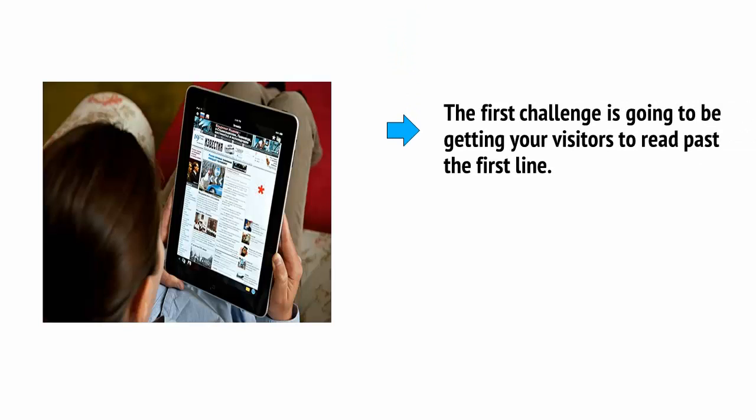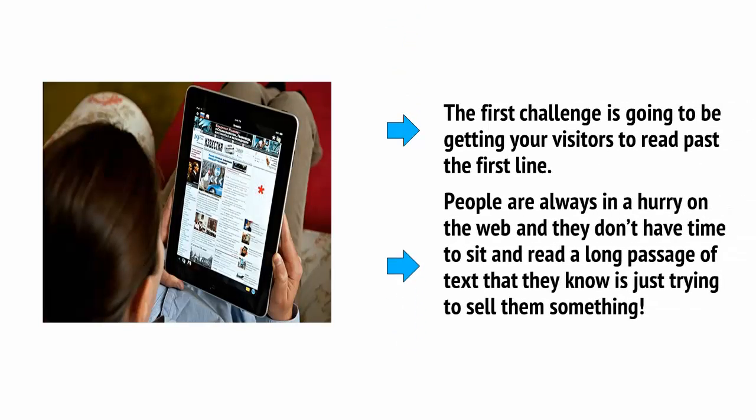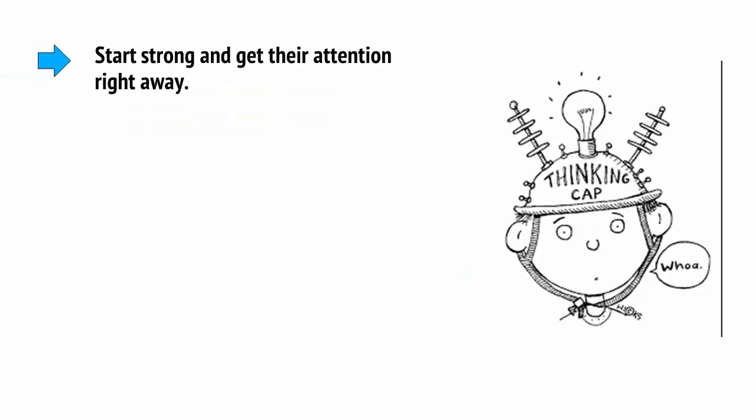This needs to be written in such a way as to compel the reader to want to buy and to build desire and urgency. The first challenge is going to be getting your visitors to read past the first line. People are always in a hurry on the web and they don't have time to sit and read a long passage of text that they know is just trying to sell them something. Start strong and get their attention right away.